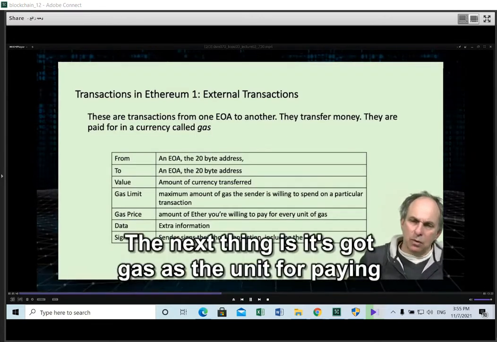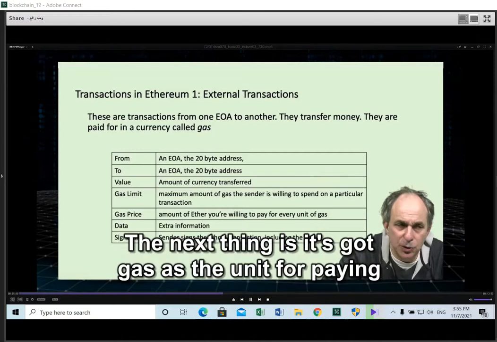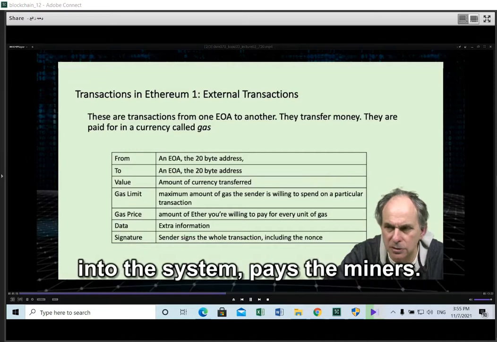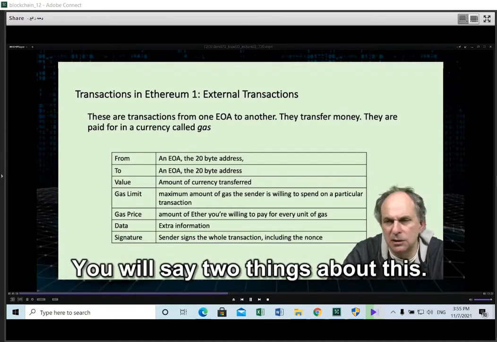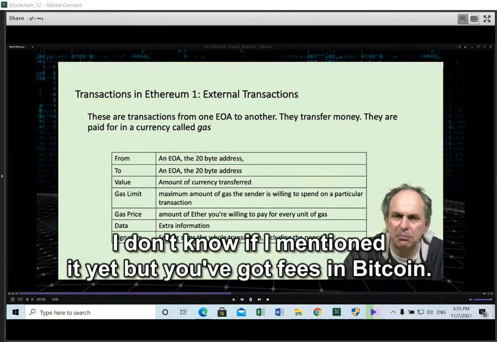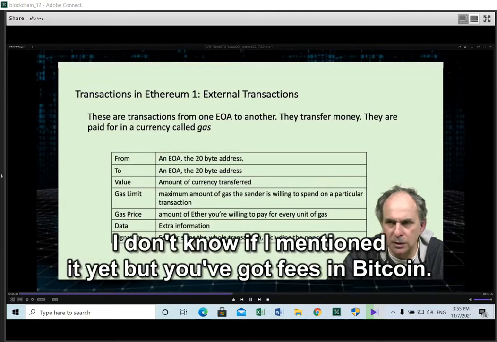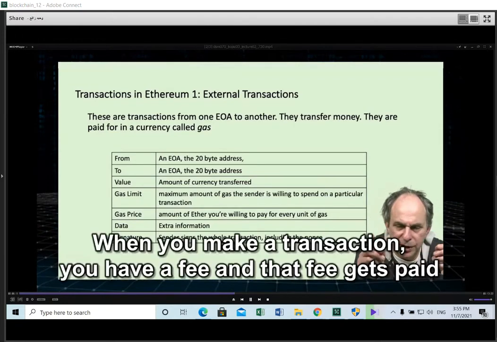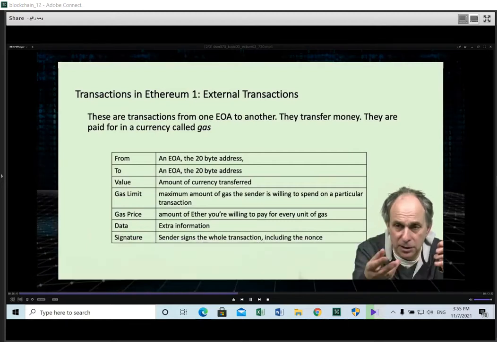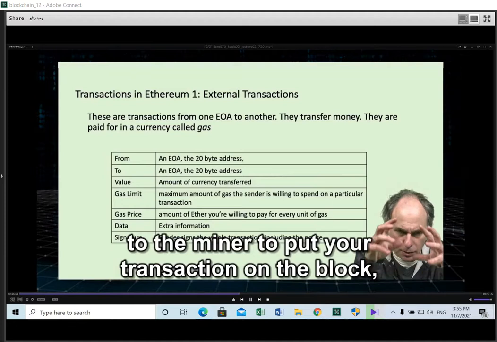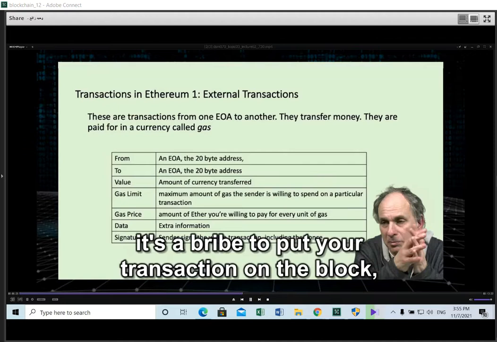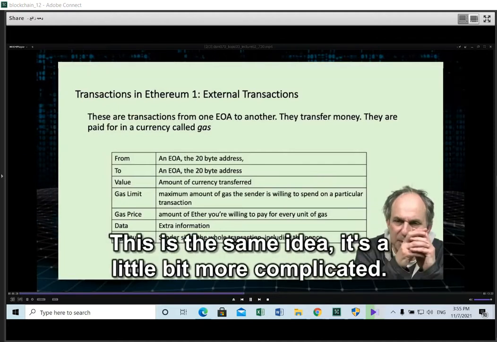The next thing is it's got gas, which is the unit for paying into the system. It pays the miners. And you can say two things about this. This sort of works in Bitcoin as well. I don't know if I mentioned it yet, but you've got fees in Bitcoin. When you make a transaction, you have a fee, and that fee gets paid to the miner to put your transaction on the block. So it's a kind of bribe, or a payment, to put your transaction on the block. So this is the same idea.